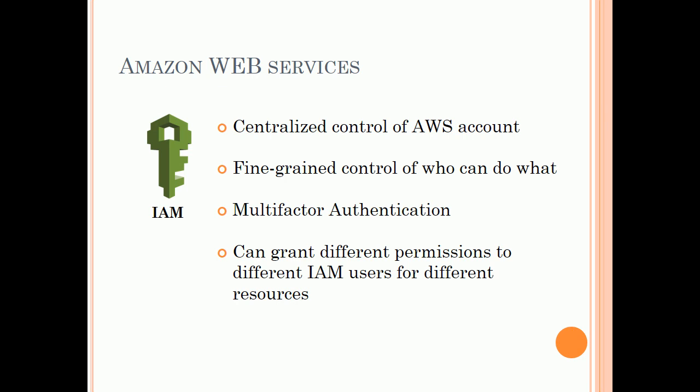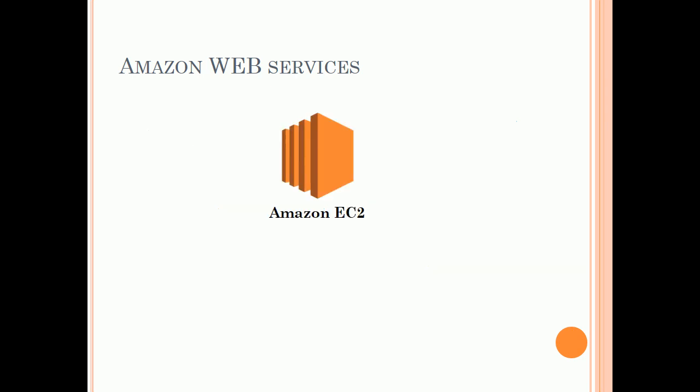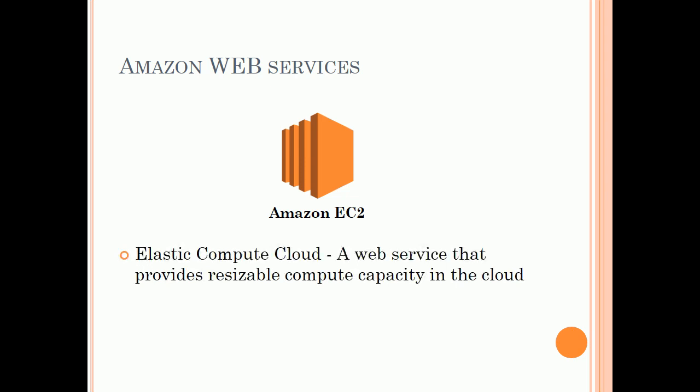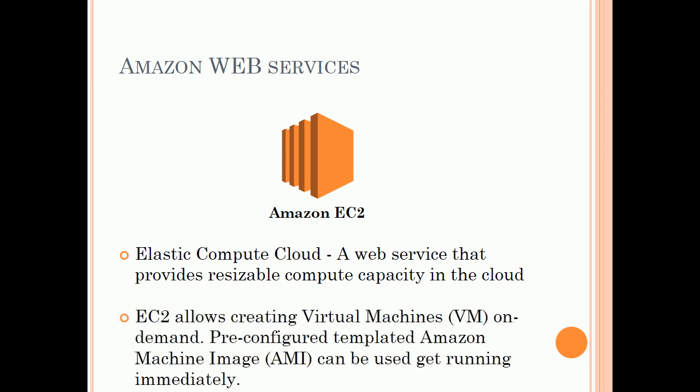Let's move over to another AWS service, that is Amazon EC2. EC2 stands for Elastic Compute Cloud. It is a web service that provides resizable compute capacity in the cloud. It allows creating virtual machines on demand. A pre-configured template, Amazon Machine Image, can be used to get running immediately. We are going to use EC2 instances in our coming modules.